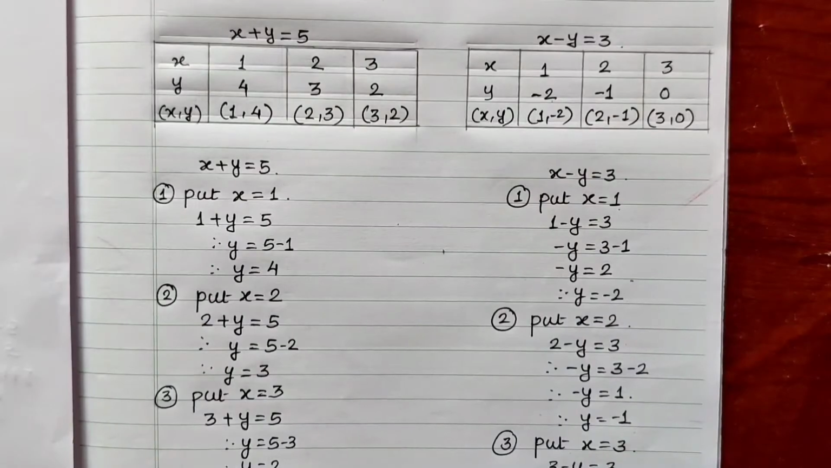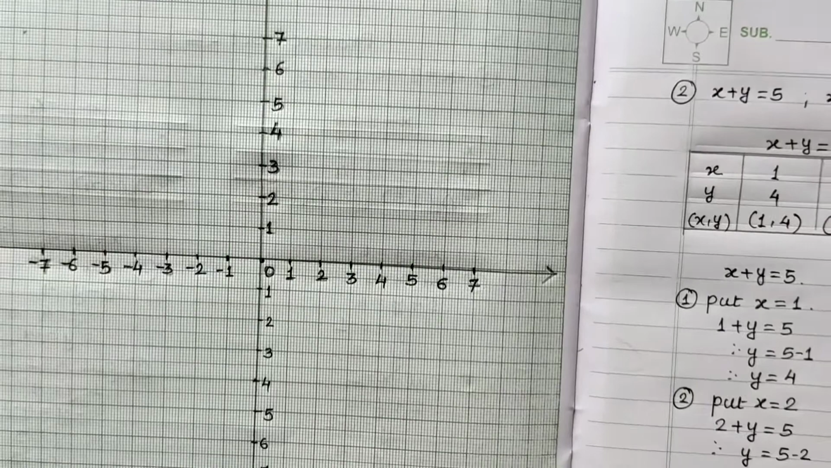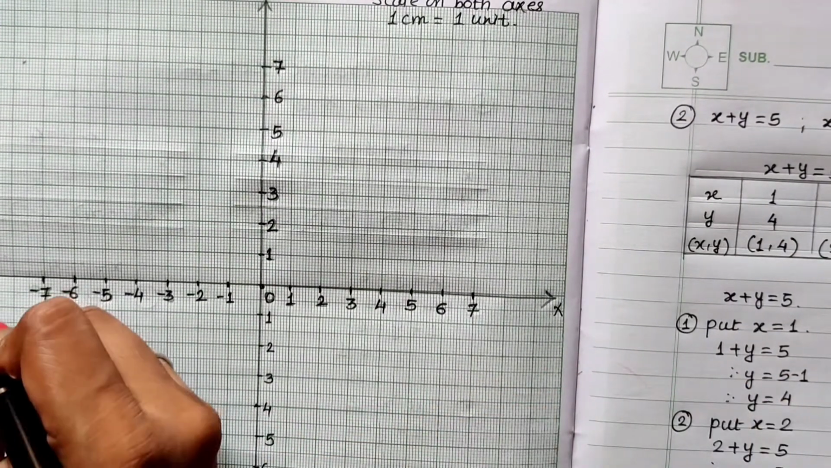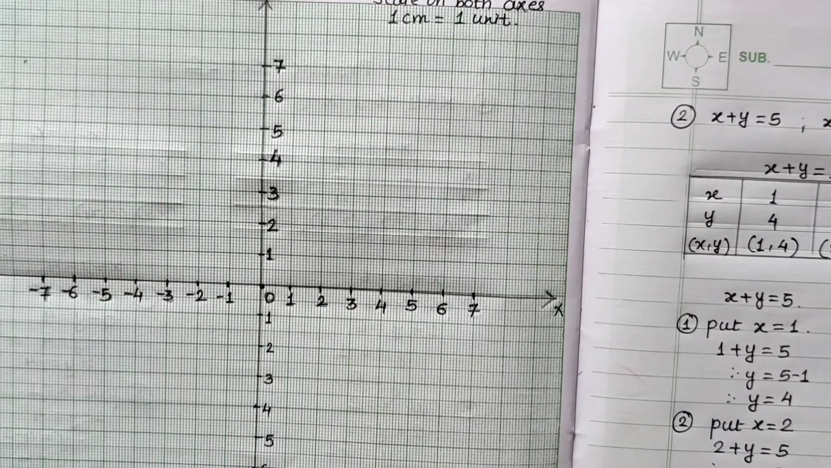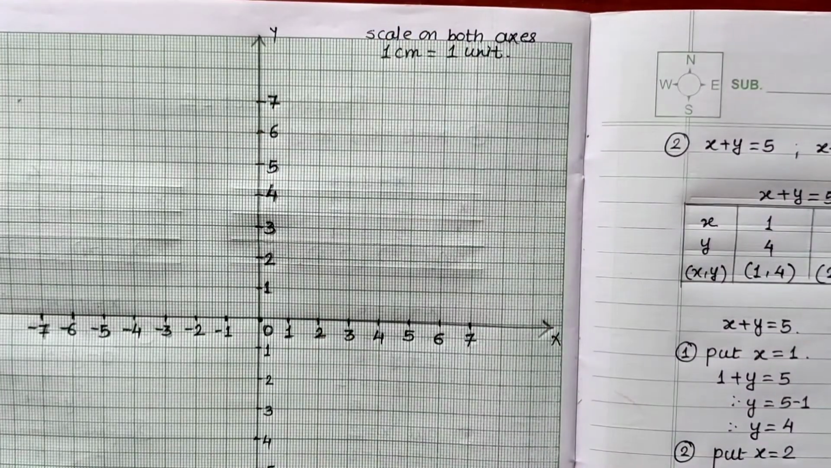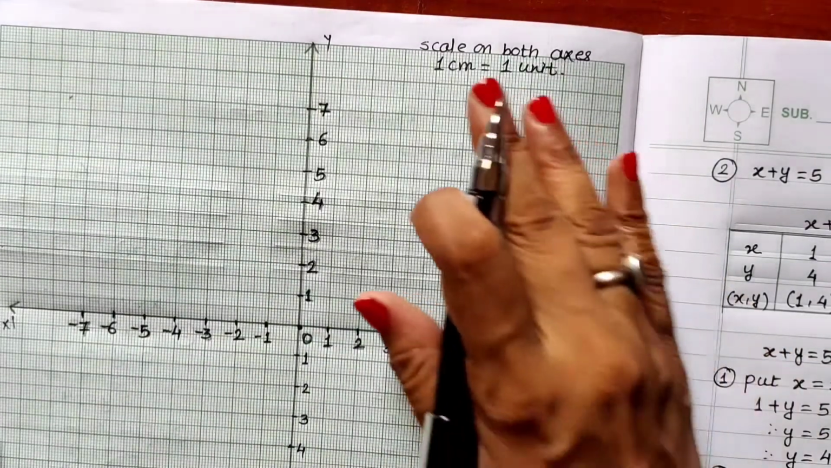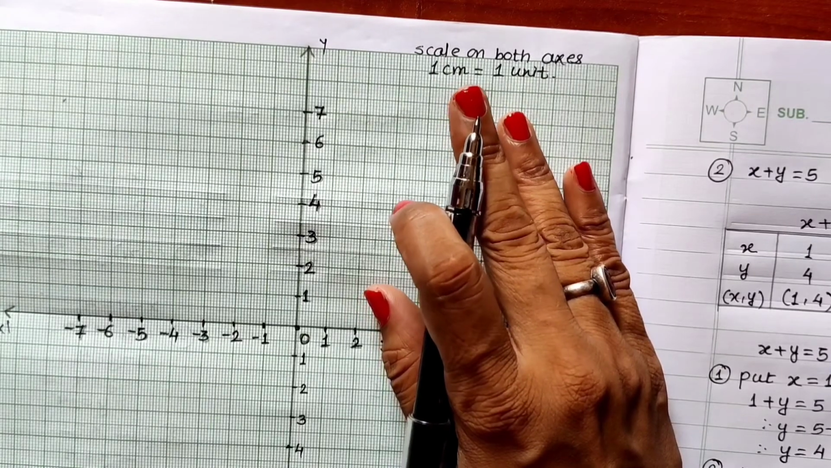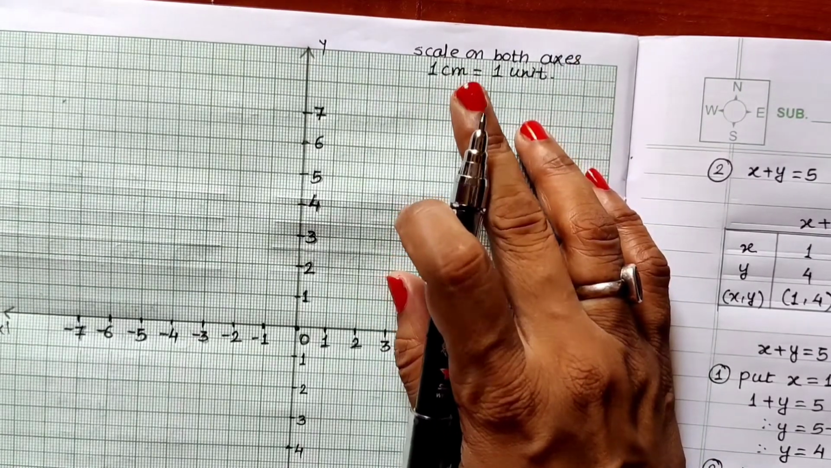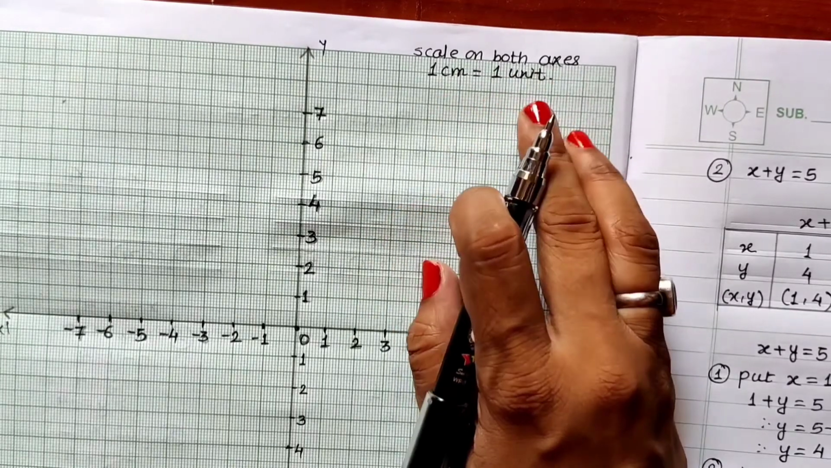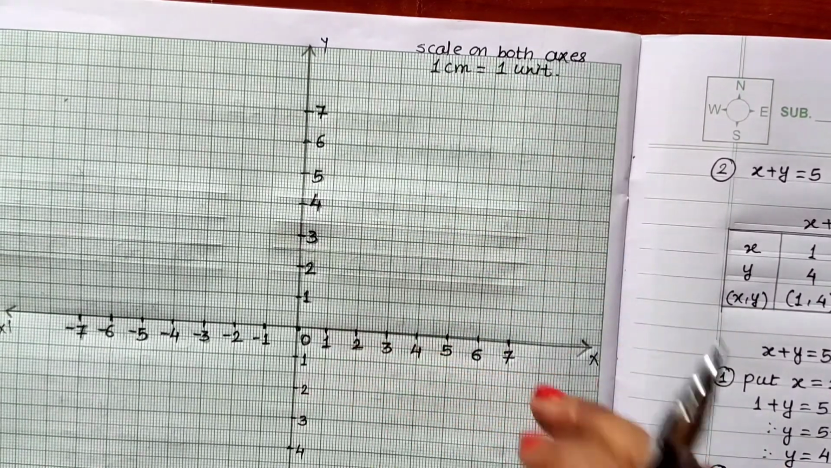Now let us draw the graph. For drawing the graph, we will have to draw x and y axis like this. This is x', the horizontal line, and the vertical line, this is y'. On the top you will always have to write the scale. Don't forget to write this scale on both axes: 1 centimeter is equal to 1 unit. This 1 centimeter is 1 unit.